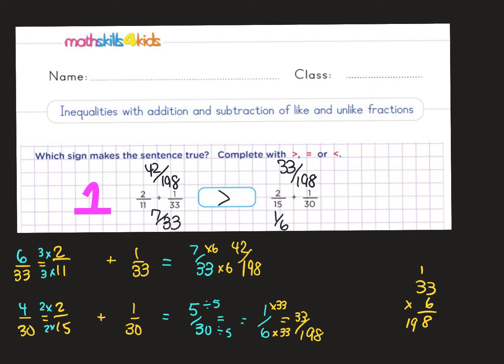So on your Google Classroom, they're going to ask you what is the answer to the left side, and you're going to type in 7 over 33. The next question will say, what is the answer to the right side? You're going to type in 1 over 6. Then it'll say, what goes in the box? You're going to choose the greater than symbol. Okay? Some of the questions on the worksheet are much easier than this, but this one was definitely a tricky one. There were a lot of steps involved, and so I thought it would be good to work it out.